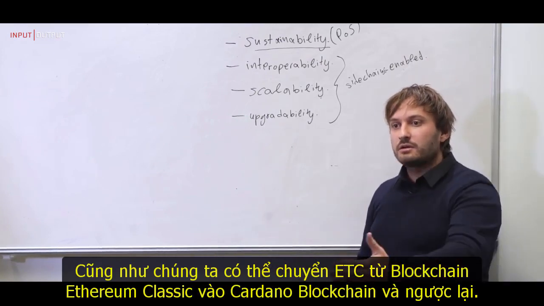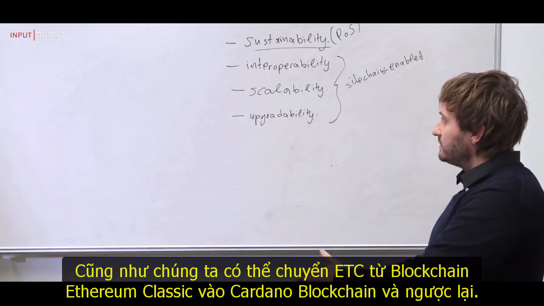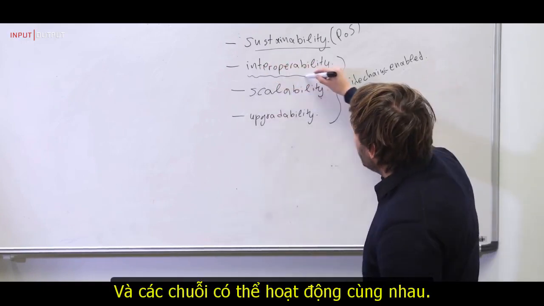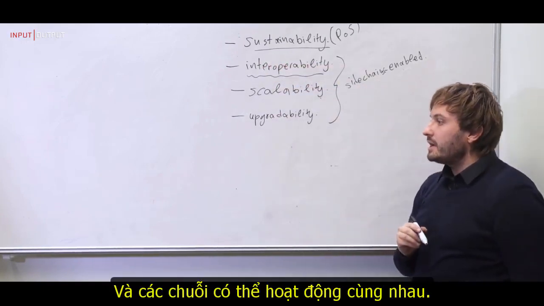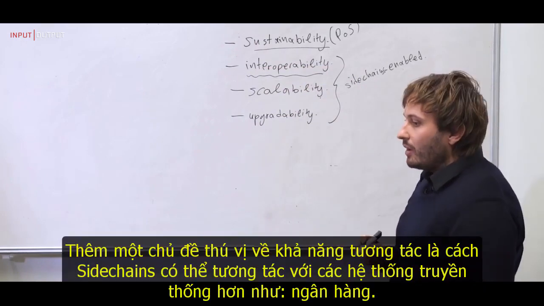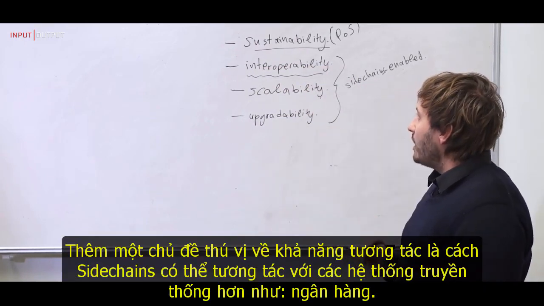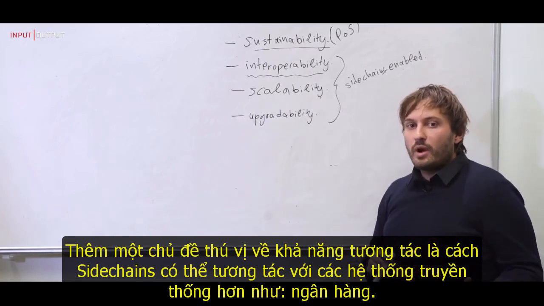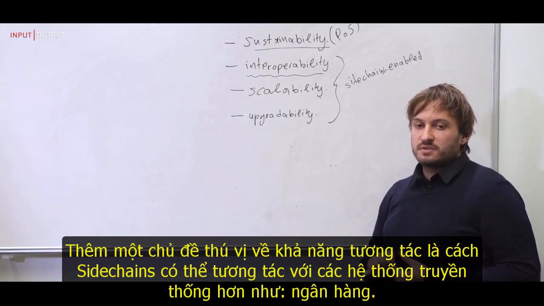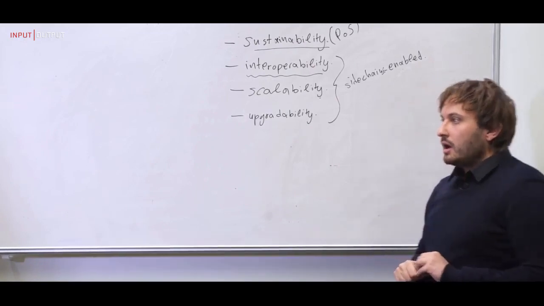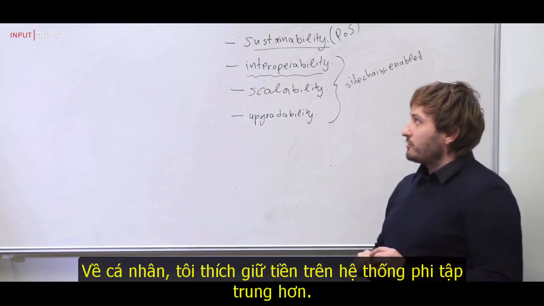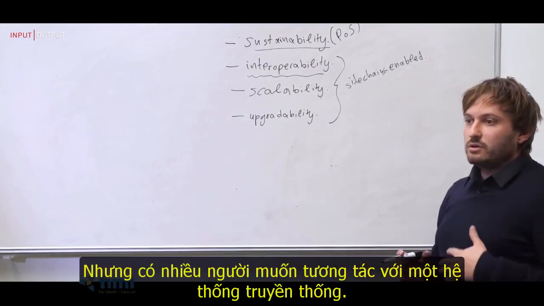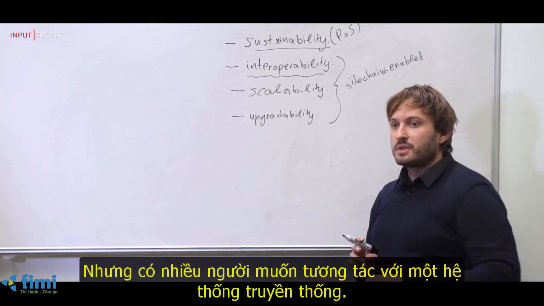We could move Ether from the Ethereum Classic blockchain into the Cardano blockchain and back. So these chains can work with one another in this manner. Now, one exciting topic about interoperability is how these sidechains could interoperate with more traditional systems like the banking system. So I personally prefer to keep my money decentralized, but many people want to interoperate with a traditional system.